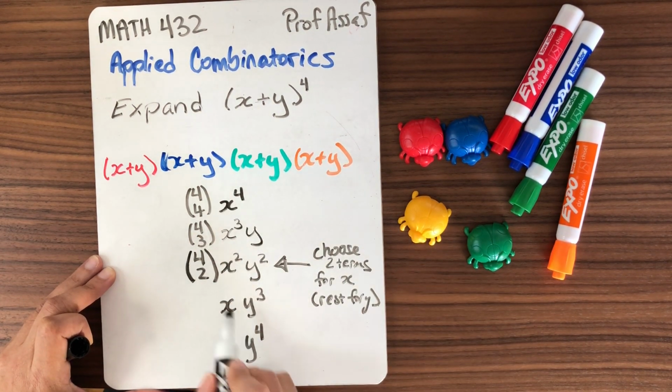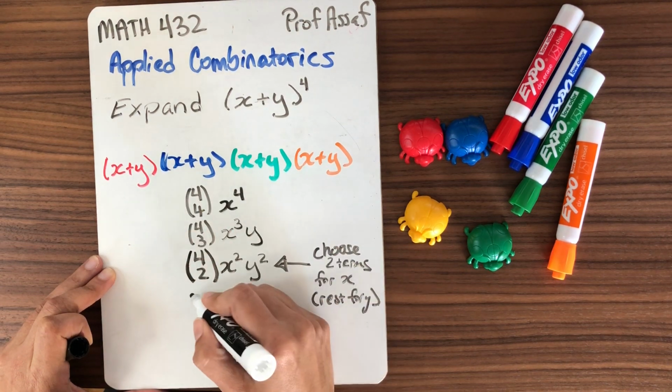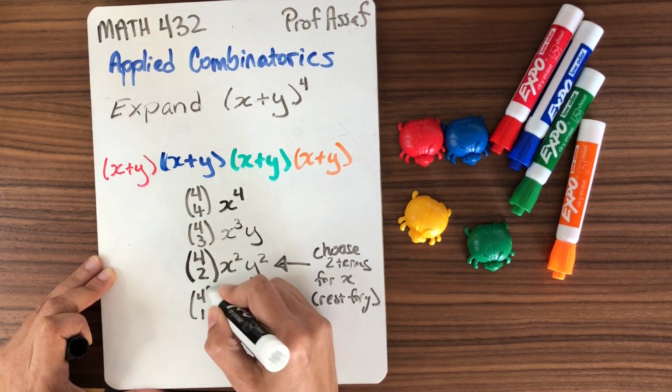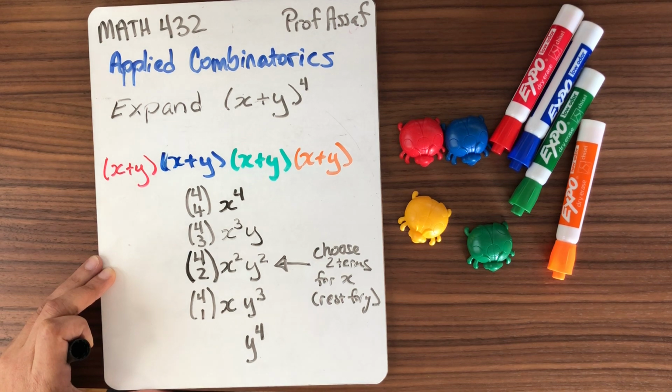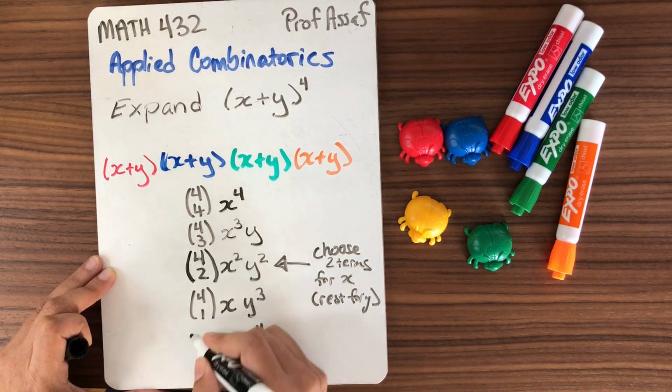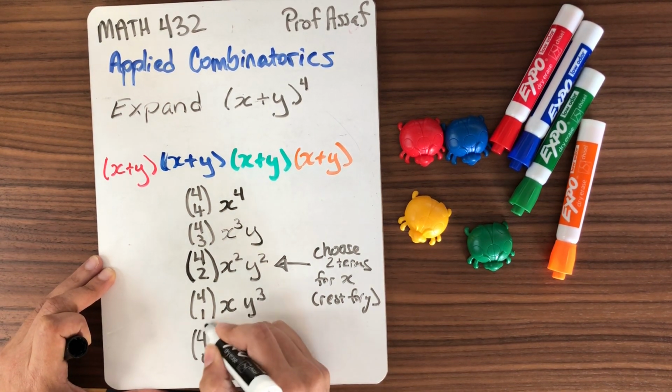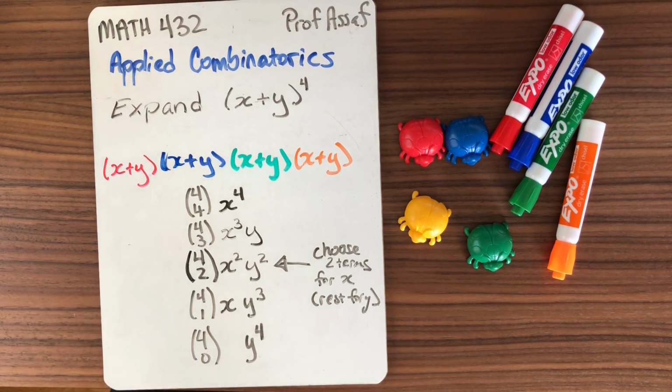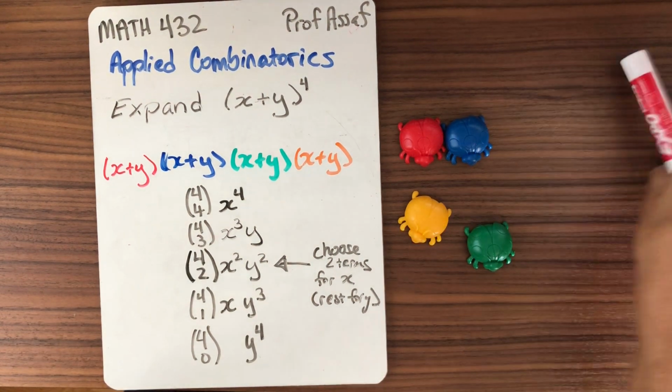For this paradigm, I'm going to choose one of these. There are 4 options, so I'm going to get 4 in total. One possible way to write 4 is with this binomial coefficient. And if I want y to the 4th, I never take the x. So this is what I get. And then in the end, what are we left with?